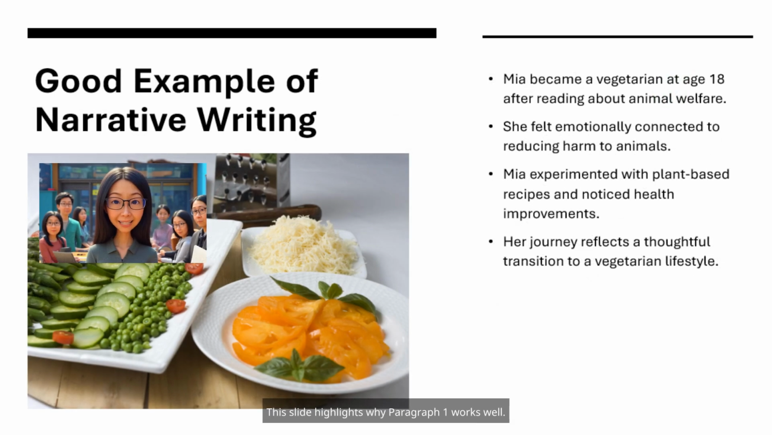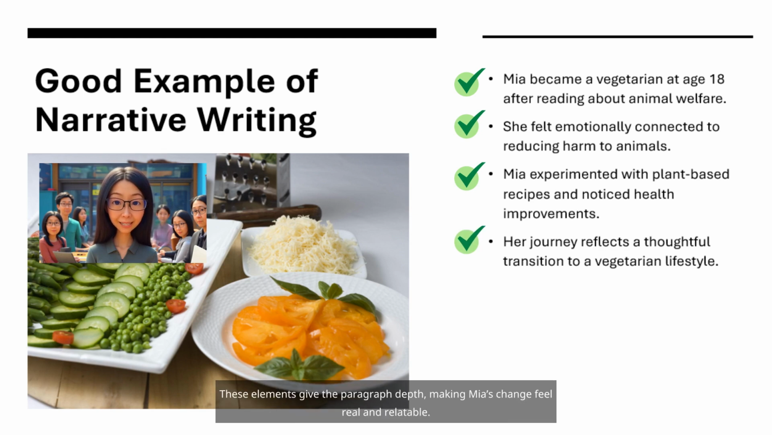This slide highlights why paragraph 1 works well. It includes a clear starting point and age reference, emotional motivation tied to values, specific actions, trying plant-based recipes, and a reflective tone that shows growth and purpose. These elements give the paragraph depth, making Mia's change feel real and relatable. This is what we aim for when writing a chronological narrative: clarity, emotional connection, and development.